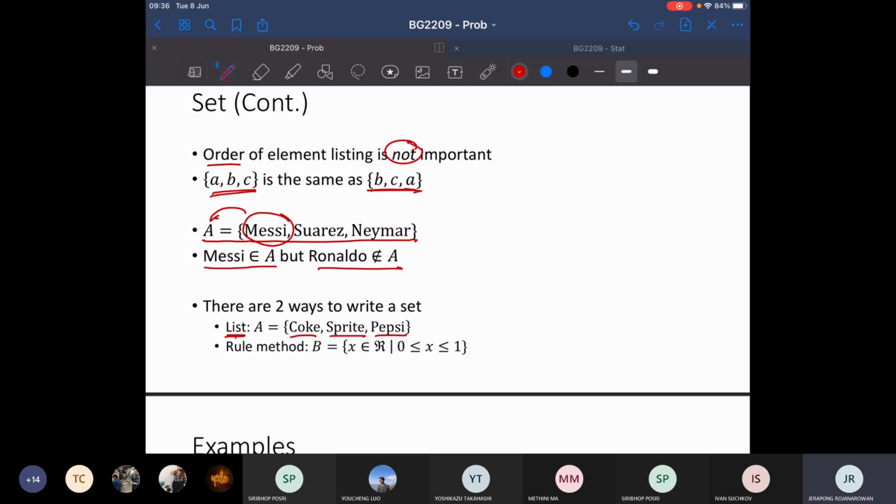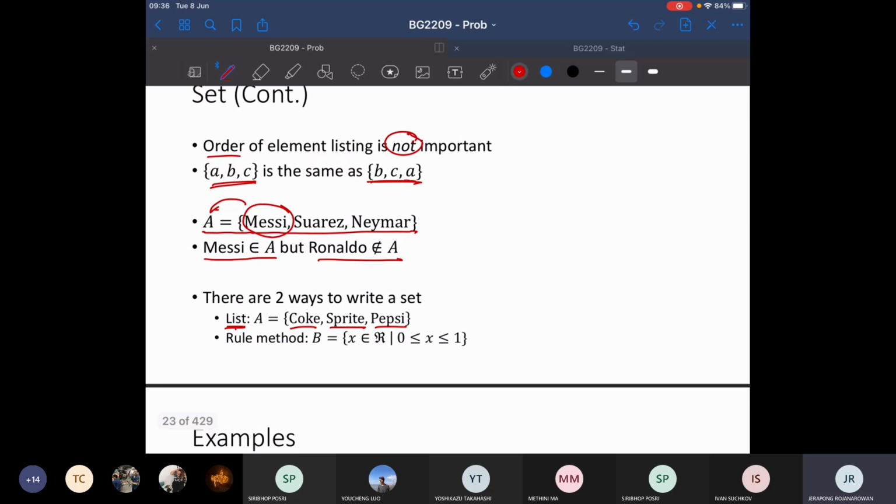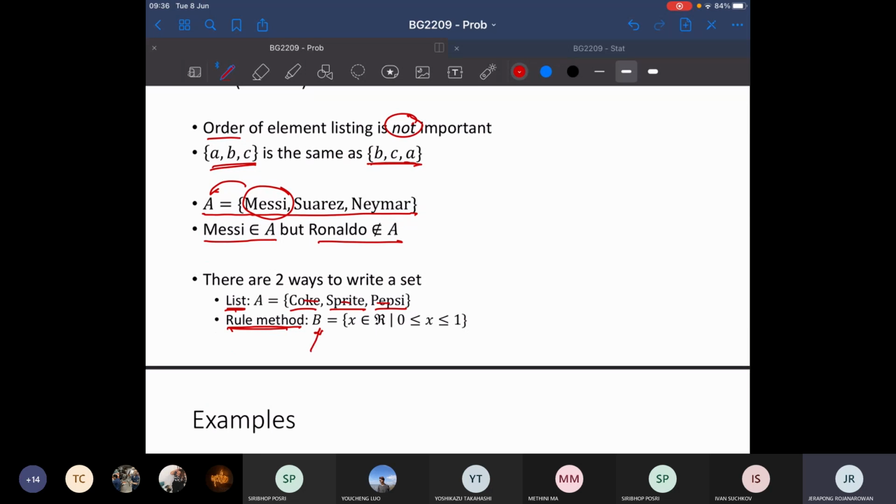Okay. Another way to write the set, if there are too many elements, is to use the rule. Instead of listing them all, we use something like this. This is read as follows: B is a set, right? B equals the set of x, a member of the real numbers, such that x is between 0 and 1, inclusive. Okay, this is called the rule.